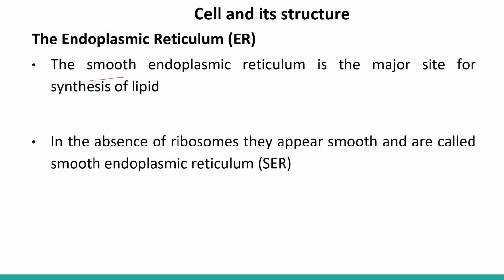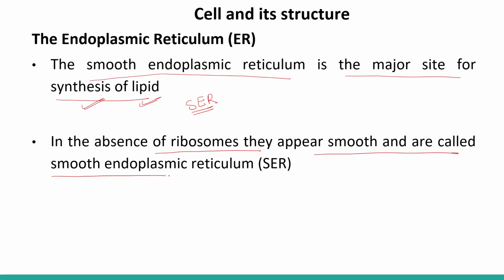The smooth endoplasmic reticulum is the major site for the synthesis of lipid. The endoplasmic reticulum that does not have any ribosome attached to its surface is called the smooth endoplasmic reticulum, and that is considered as SER. SER means smooth endoplasmic reticulum. They are the major site for the synthesis of lipid. In the absence of ribosome, they appear smooth and are called smooth endoplasmic reticulum.